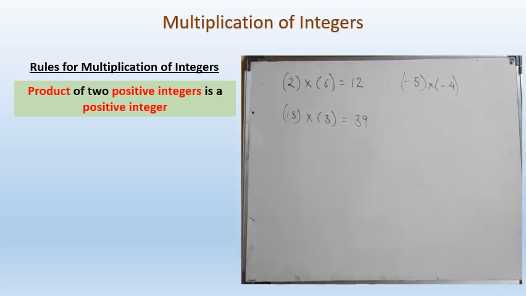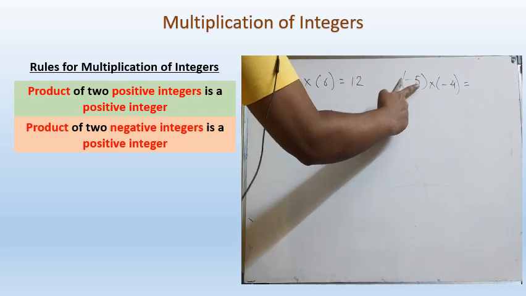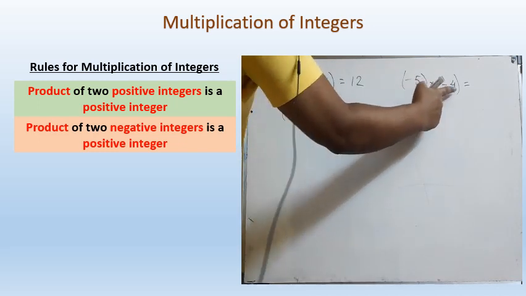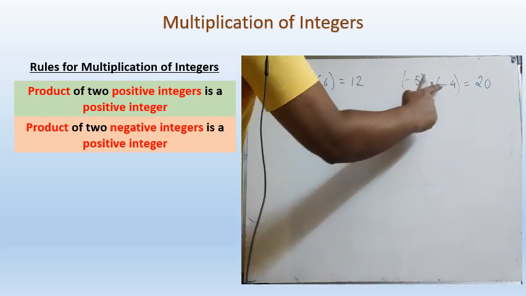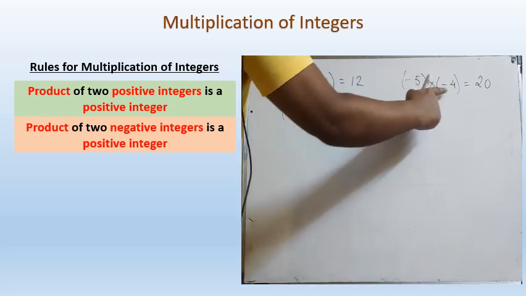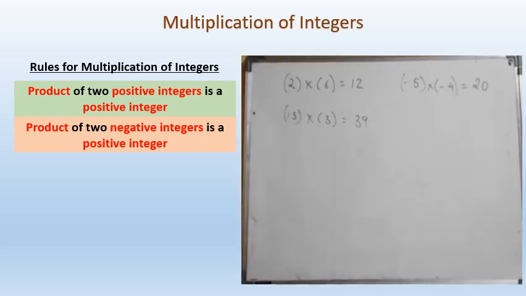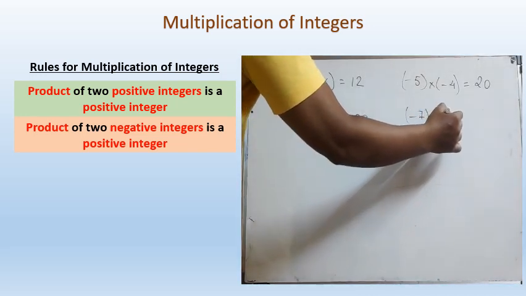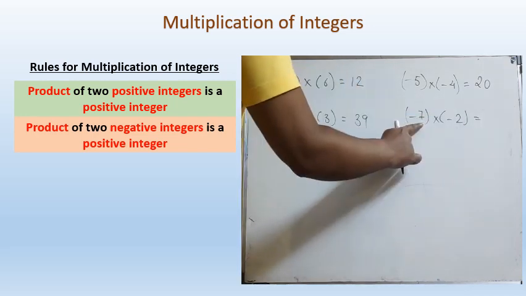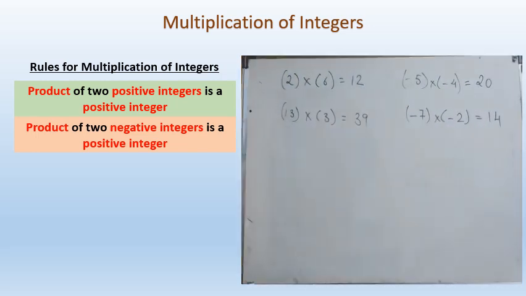Now, the product of two negative integers is always a positive integer. Means if you multiply 5 into 4, 5 fours is 20. But the sign is same. So in multiplication, if the sign is same, the product is positive. One more example. -7 multiplied by -2. -7 into -2 will give you positive 14.